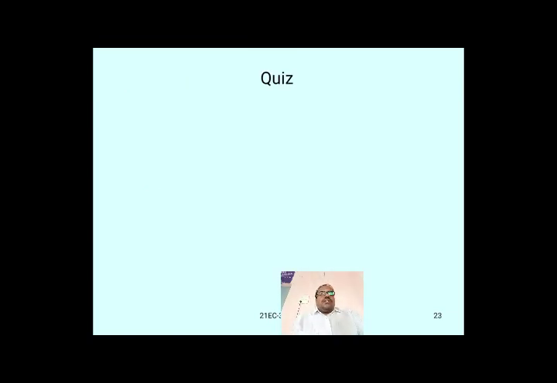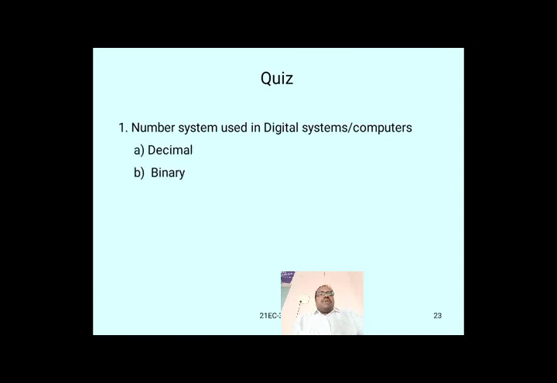For getting a glance of the previous slides, I have given a quiz here. Please answer this quiz. First question is, which number system is used in digital systems or computers? What is the answer? In computers, we already learned that it will not take decimal or octal or hexadecimal. It will take only the binary number system, zeros and ones. Answer is, anybody guess? Binary system.